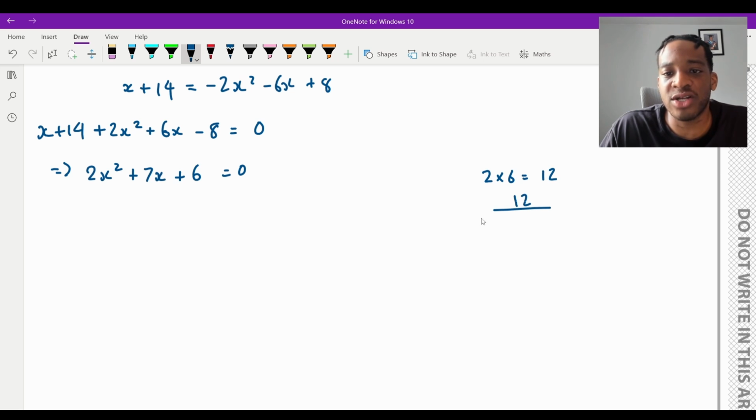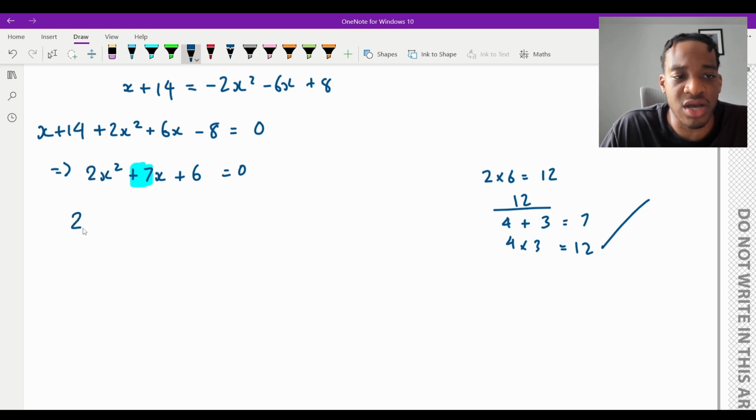And now we need 2 factors of 12 that will also add to make the number in the middle here, which is a positive 7. And that's just going to be a 4 and a 3, isn't it? 4 plus 3 is equal to 7. 4 times 3 is equal to 12. So this is definitely correct.